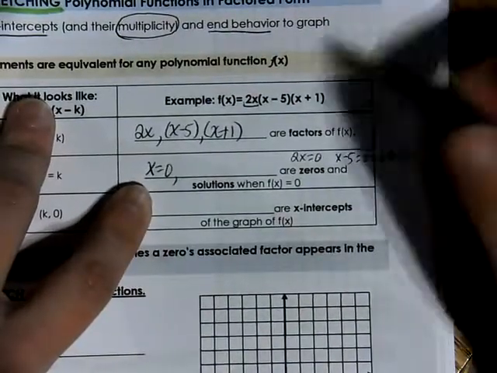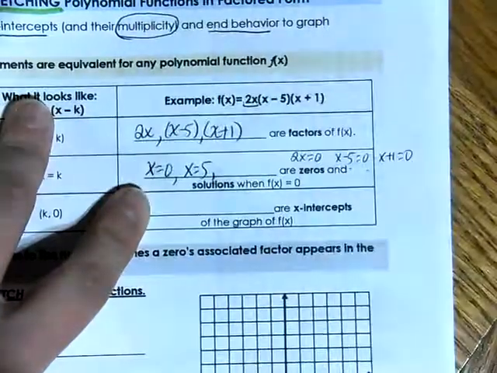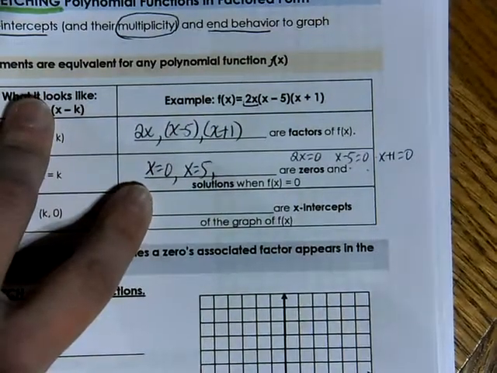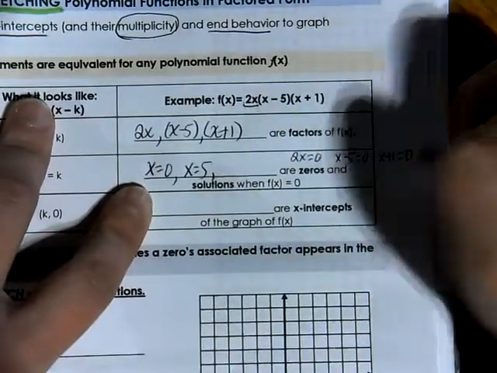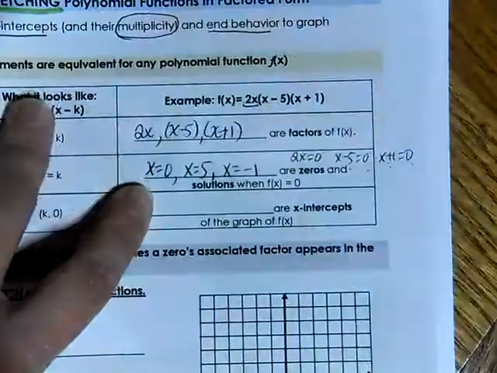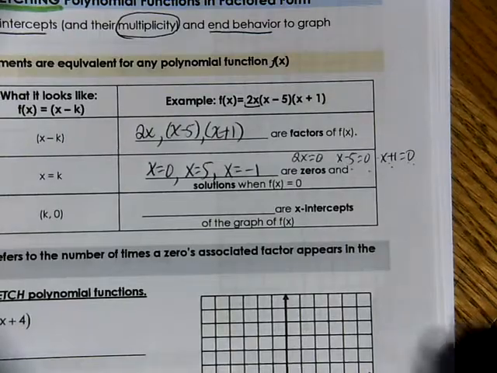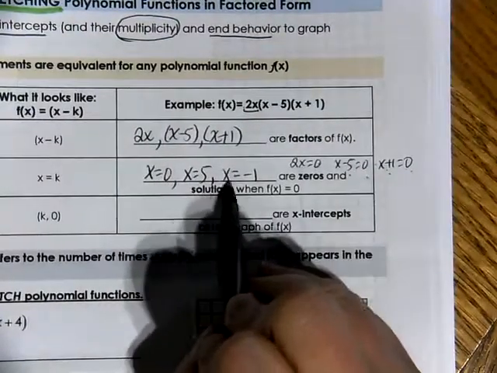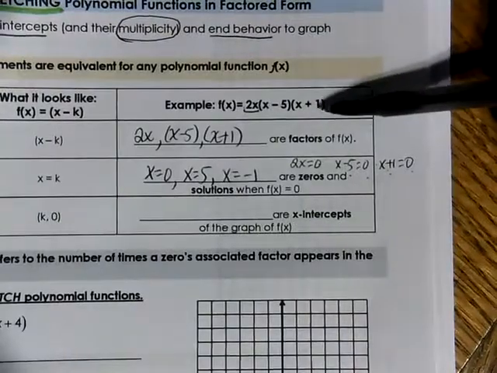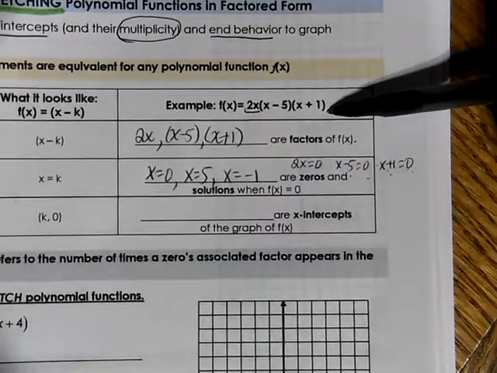X minus 5 equals 0 means we would add 5 to both sides, and we would end up with x equals 5 as a solution or a 0 of the function. Or if we were to subtract 1 on both sides, we would end up with x equals -1 as a 0 or a solution of the function. So the way that we express zeros is to set x equal to a number that would make this polynomial function equal to 0. And where y is equal to 0 or where a function is equal to 0 is where it crosses the x-axis.